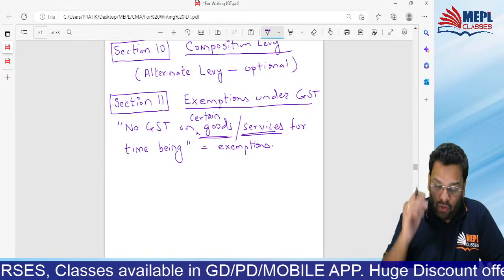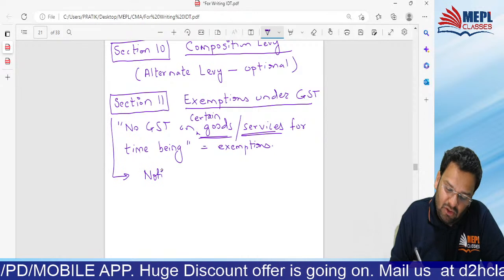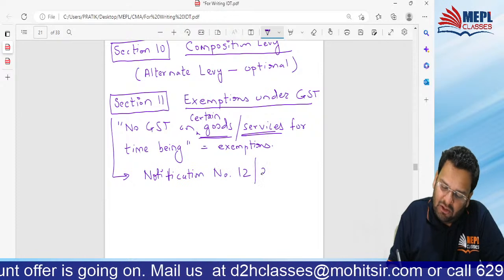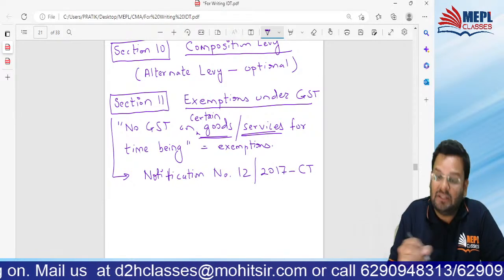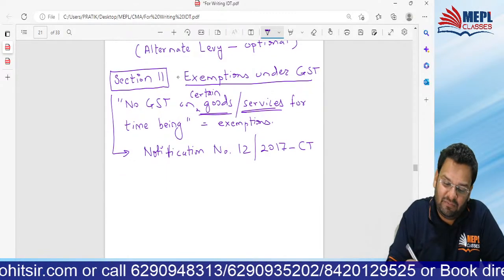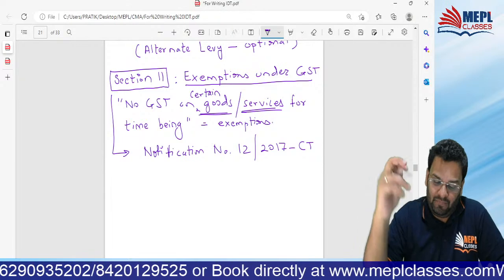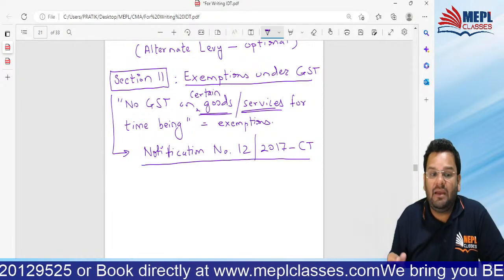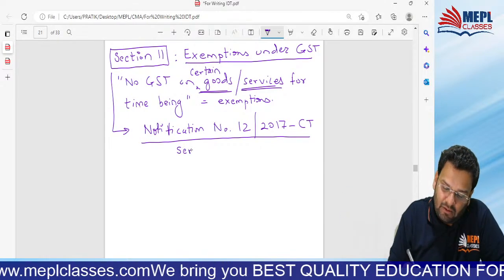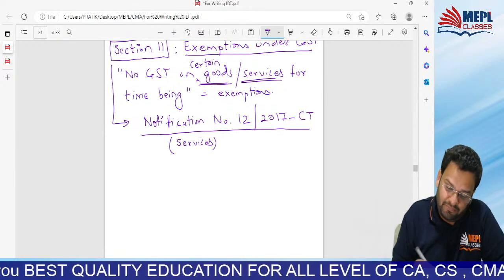Okay. So this section will be read with notification number 12 by 2017 CT. CT means central tax. Agreed? Yes, it will be read with notification number 12 by 2017. Then only you will be able to understand exemptions. 12 by 2017 is for services.